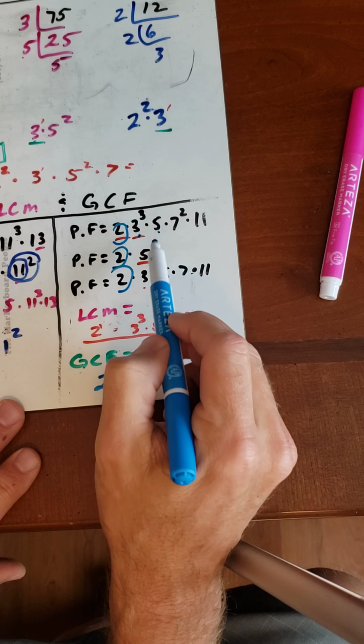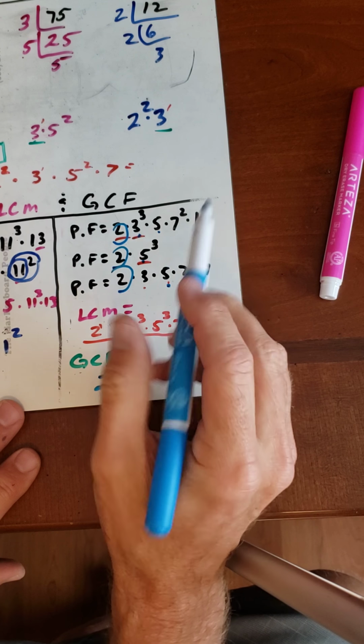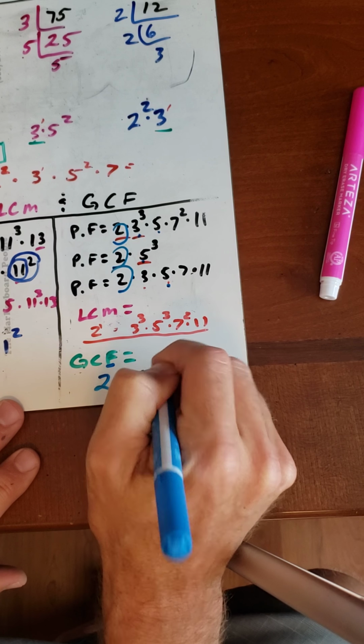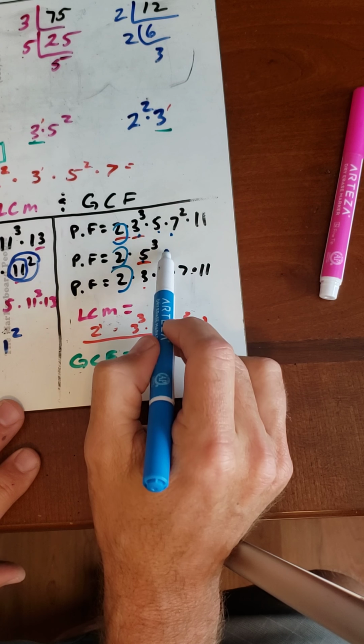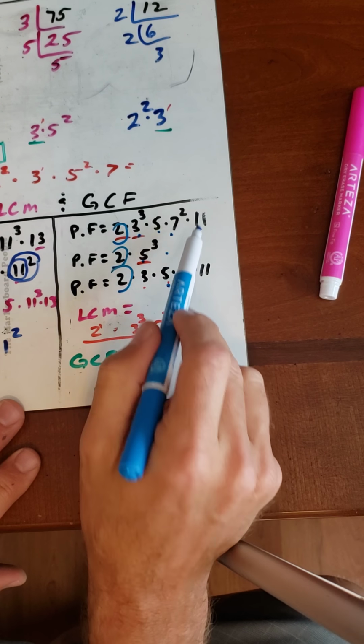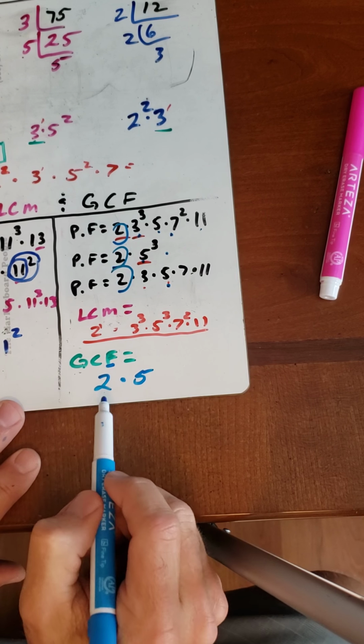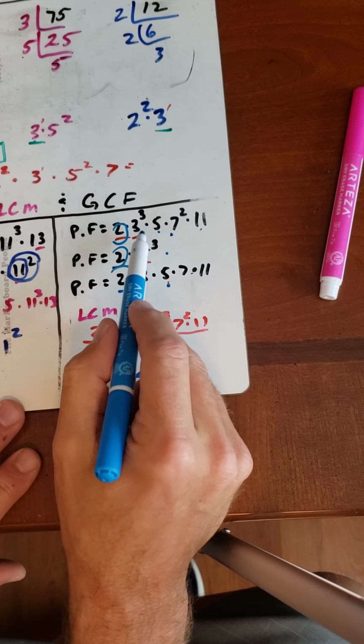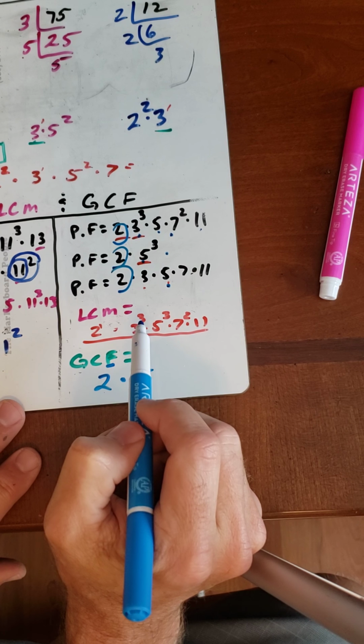I've got a 5 here, a 5 here, and a 5 here, so I'm using the 5. I've got a 7, but no 7, so I'm not using the 7. I've got 11, not using the 11. So that's it. 2 and 5 are the only 2 factors in common to all 3 of these.